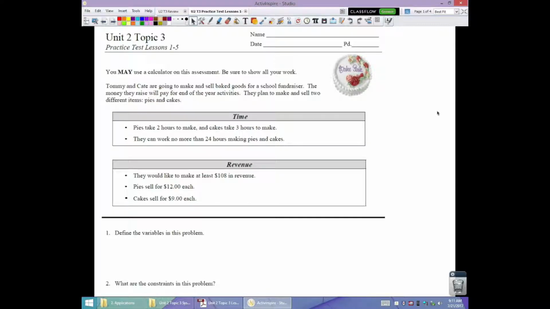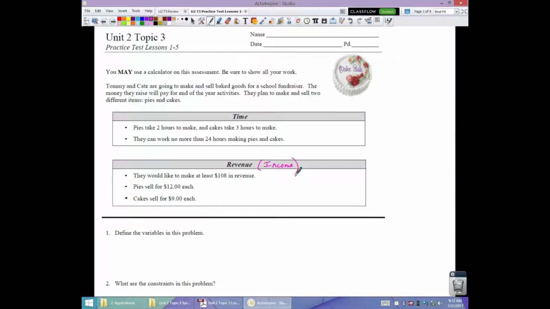Right? So we have some information about how long it takes to make each one and how long they have total to work. And then we have information about revenue, which, revenue, just think of it as money. It's technically all the money that you bring in before you subtract your expenses. So it's like income, right? So they want to make at least 108, and they're going to sell pies for 12 and cakes for 9.